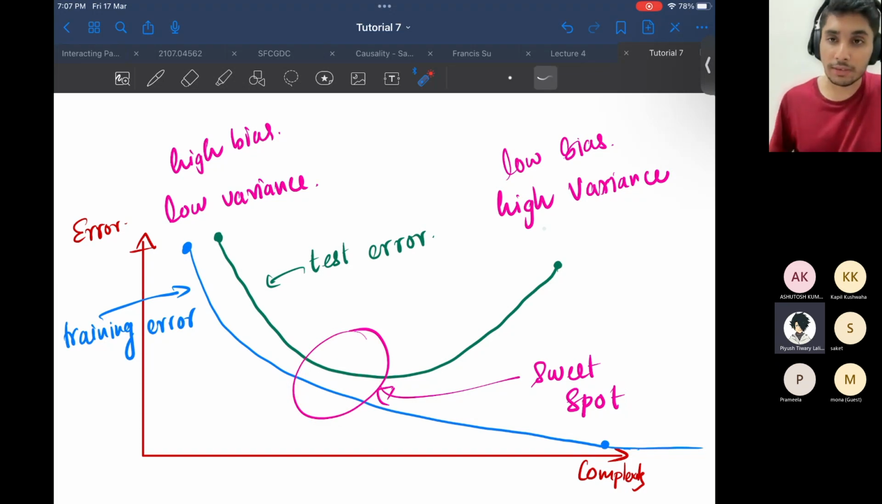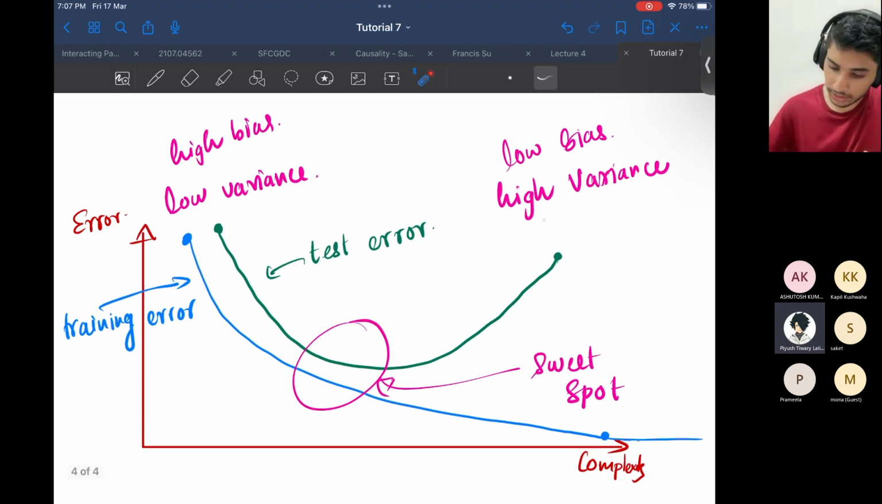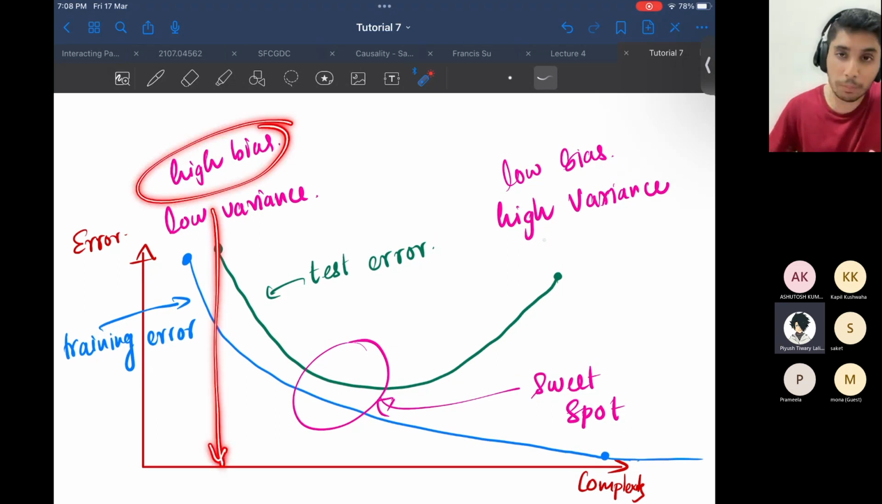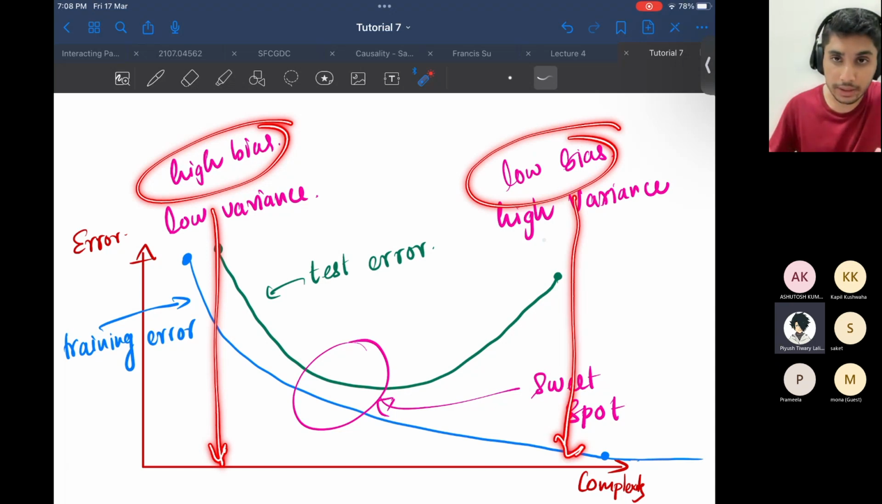But how do I even know? Complexity is easier to define in polynomial models, but for, let's say, a neural network, how do I even define complexity? There is no formal way to define complexity. So here is the idea. I hope you can see that high bias has some relation with low complexity, and low bias has some relation with high complexity.